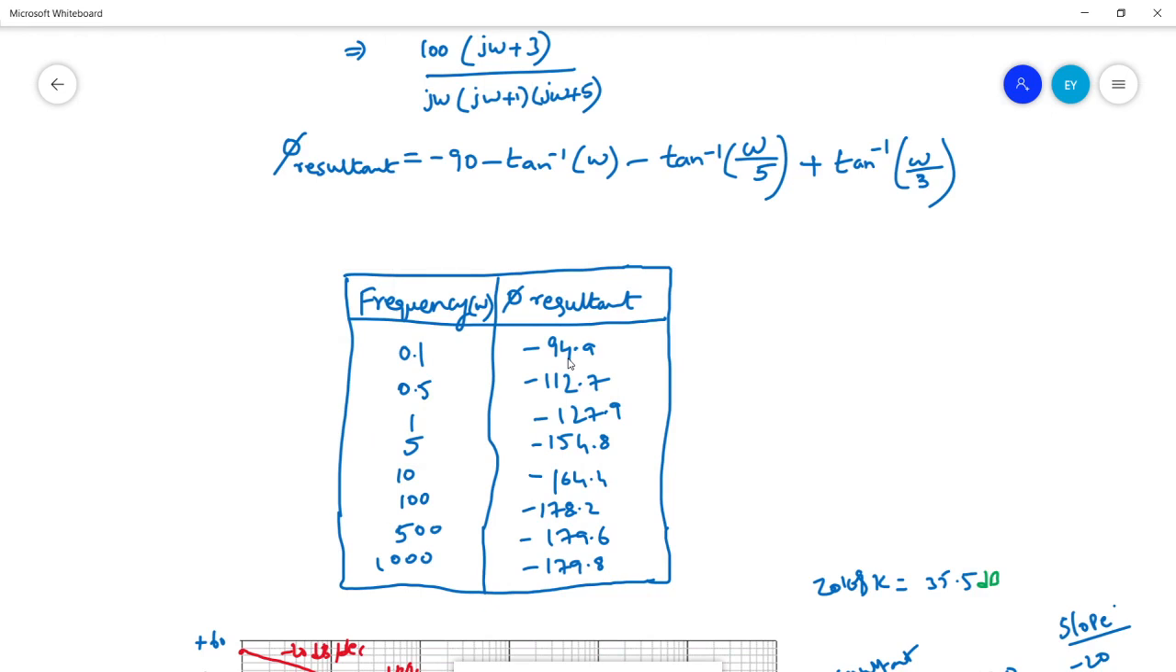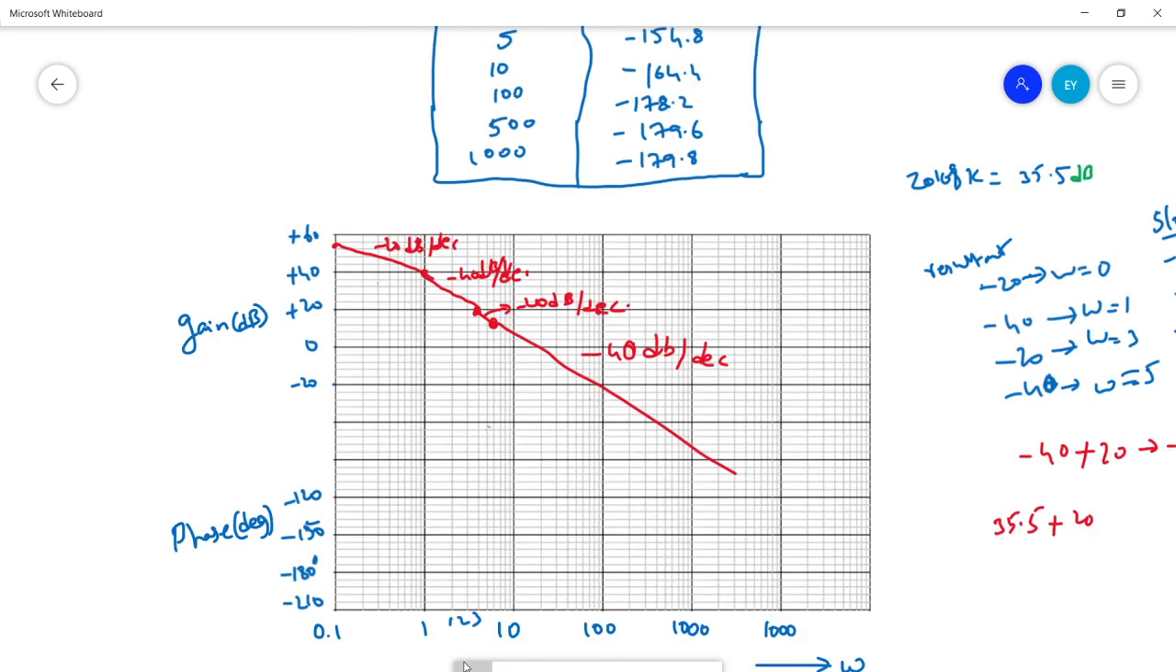So from here, we'll just plot different phase angles in the given plot, right? At omega 0.1, what we get is minus 94.9. So at 0.1, minus 94.9 is somewhere here, right?